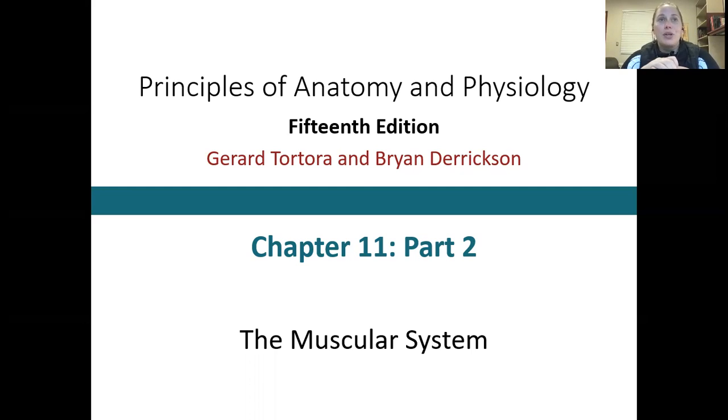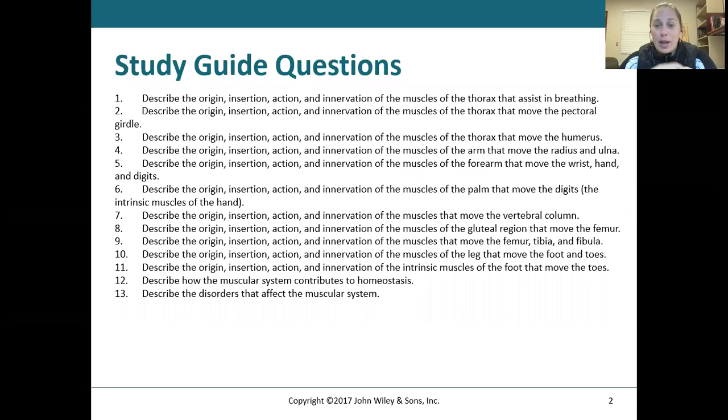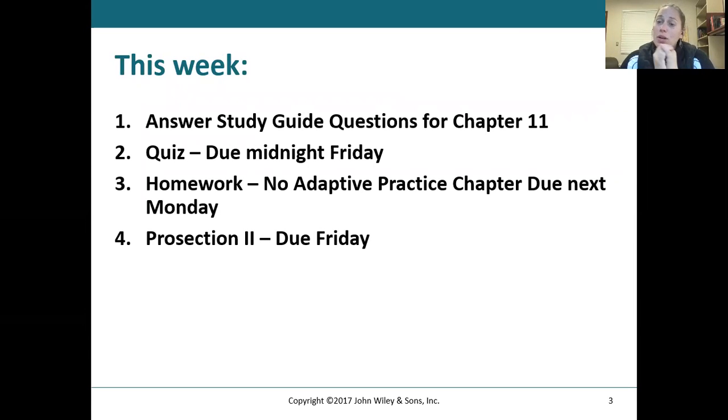And then probably between today's lecture and Thursday's, there'll be a study guide coming out to help you focus your study. Not surprisingly, it's literally just origin, insertion, innervation of muscles of the thorax, the arm, the forearm, the palm, the gluteal, the femur, the muscles that move the tibia, the fibula, leg, foot, and then lastly, we'll talk about disorders of the muscular system, but it's going to be a while till we get there.